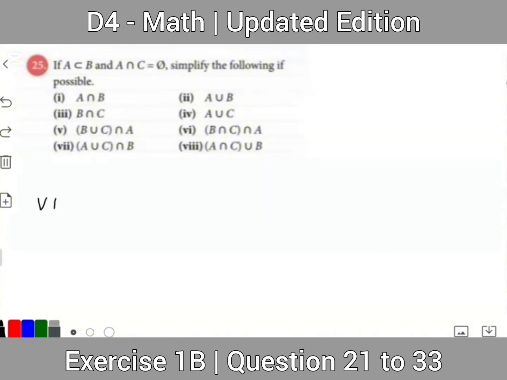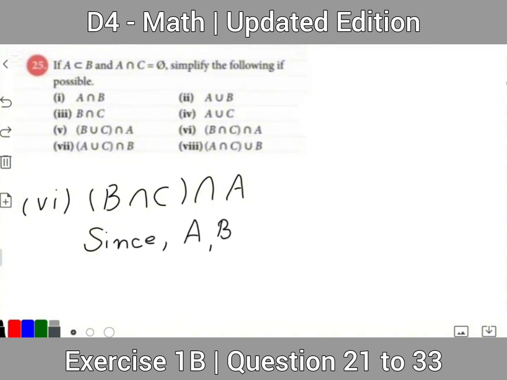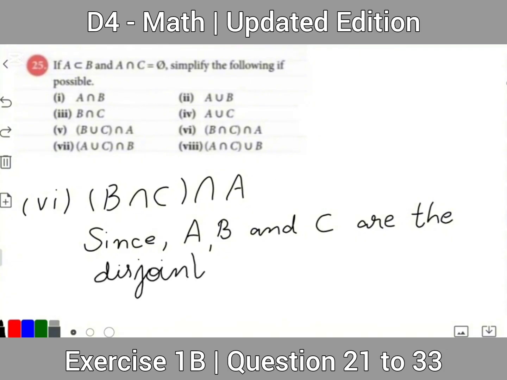In part 6, we have to find out B intersection C intersection A. Since A, B, and C are the disjoint sets, B intersection C intersection A will be equal to phi.